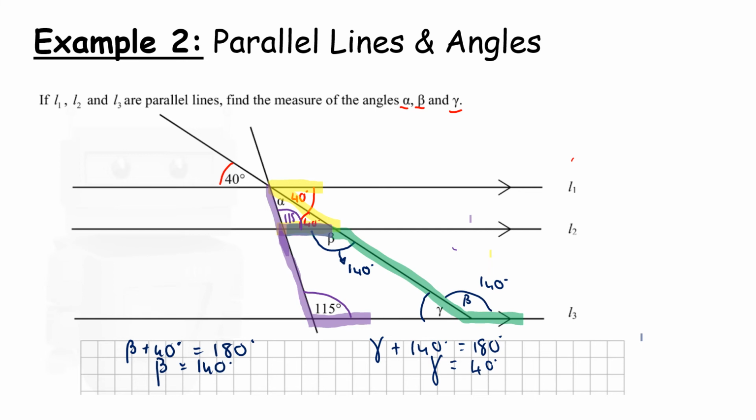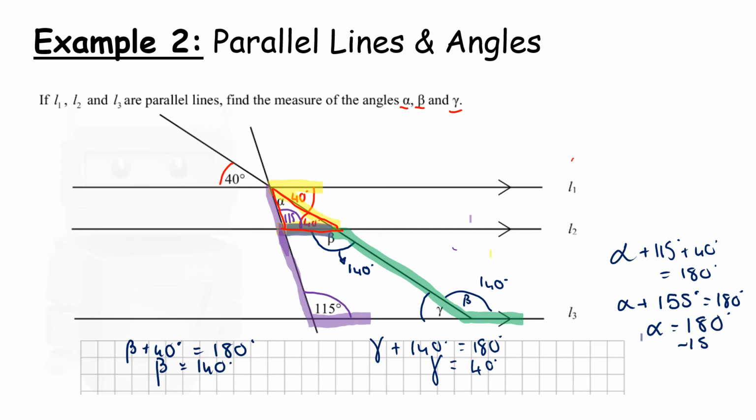So I have now got a triangle which is alpha plus 115 plus 40, and I know that that should add up to 180. So I know the angles I already have is 155, and 155 plus alpha equals 180. So alpha is equal to 180 minus my 155. So alpha is equal to 25 degrees.